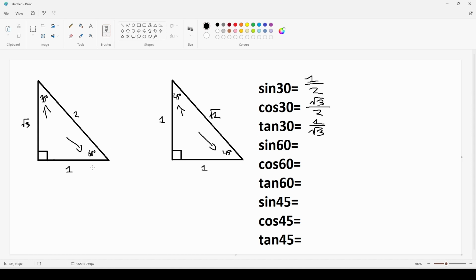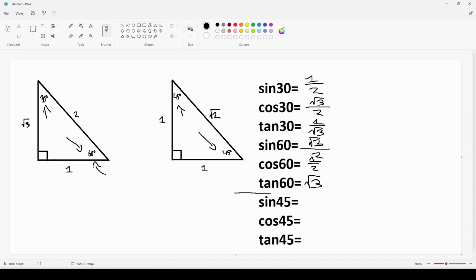And now for our other angle here, we have sine 60 is equal to our opposite over our hypotenuse, root 3 over 2. Our cosine of 60 is going to equal our adjacent over our hypotenuse, which is 1 over 2. And then our tangent is going to be our opposite over our adjacent, which just gives us root 3 because it's over 1. It doesn't make a difference.